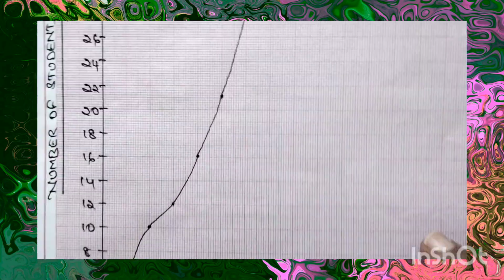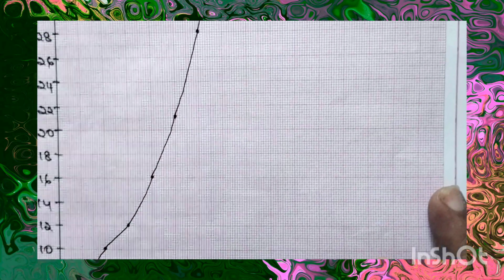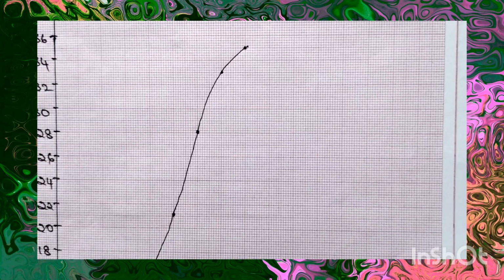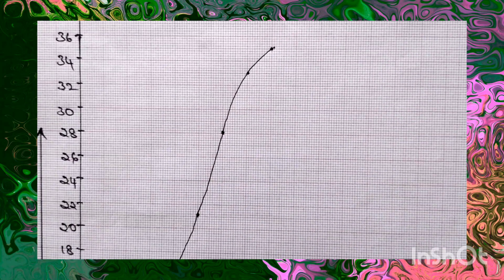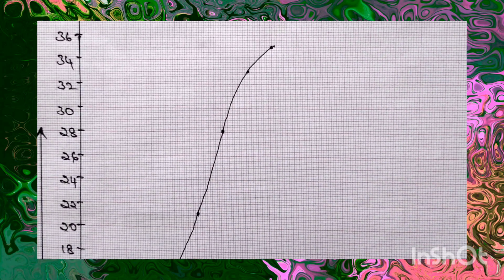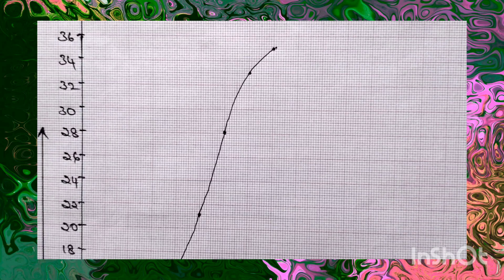So this is the ogive graph. So this is what we call the ogive graph. So like this we have to draw the ogive graph. Now let us move to another question, the 31st question.